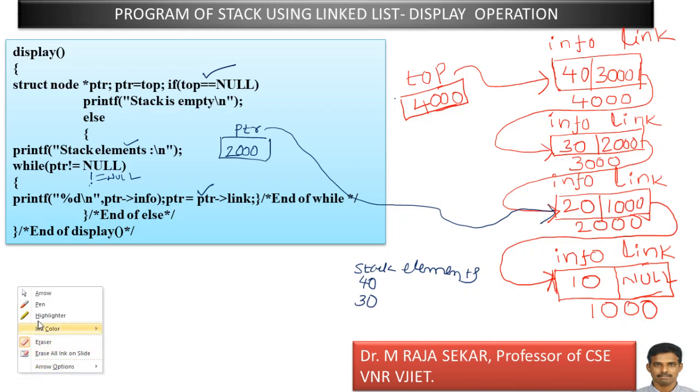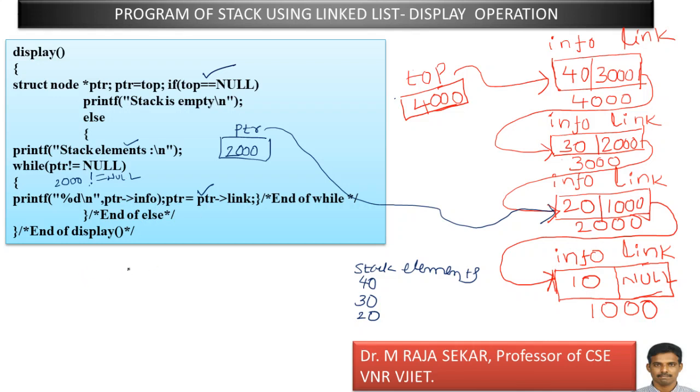Now let me write like this. This one is 2000, isn't it? 2000 not equal to null, true. PTR arrow info, 2000 info. What is this 2000? What is 2000 info? 20. That number 20 will be displayed.